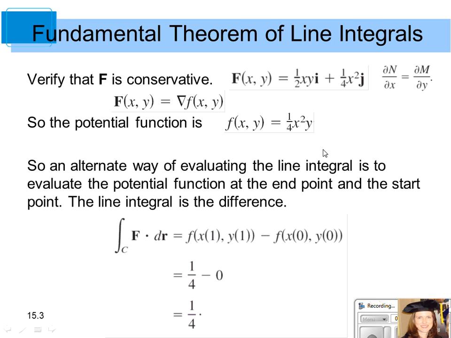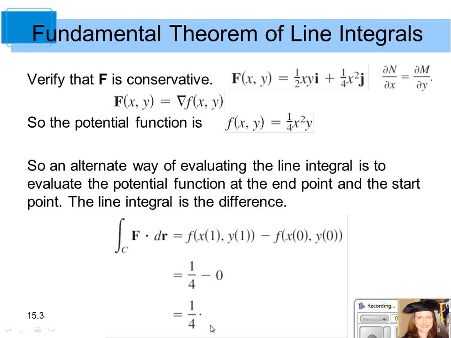In fact, you don't need to even use the F dot dr. What you do is you find the potential function and evaluate the potential function at the end point and at the start point and subtract. The line integral is that difference. This is called the fundamental theorem of line integrals, where you can calculate the work by finding the potential function, evaluate the potential function at the endpoint, which was located at 1, 1, evaluate the potential function at the start point, which was located at 0, 0, and subtract, and you will see that this is 1/4.